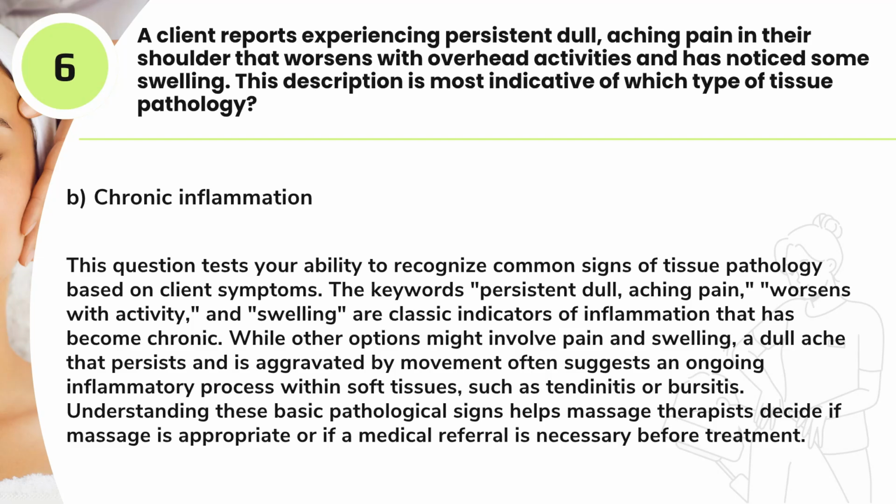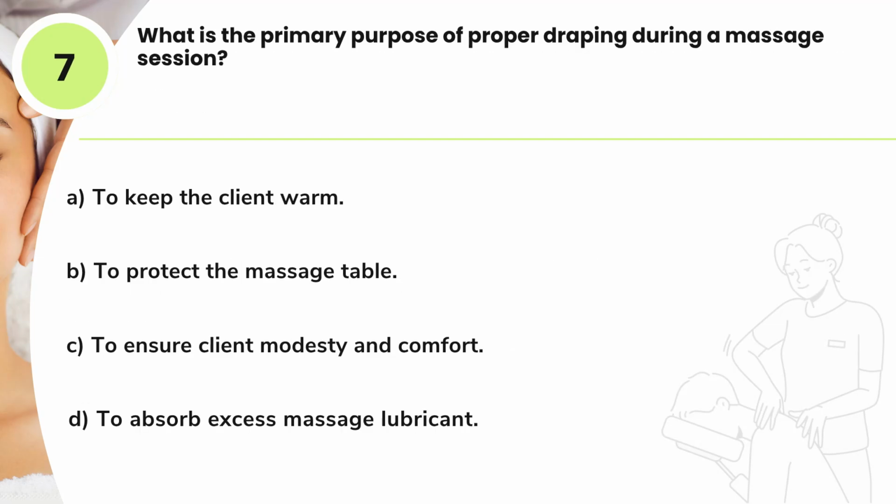Question 7. What is the primary purpose of proper draping during a massage session? A. To keep the client warm. B. To protect the massage table. C. To ensure client modesty and comfort. D. To absorb excess massage lubricant.